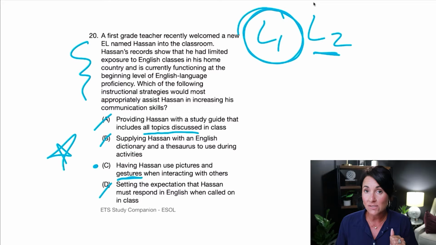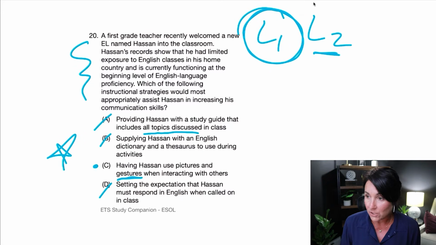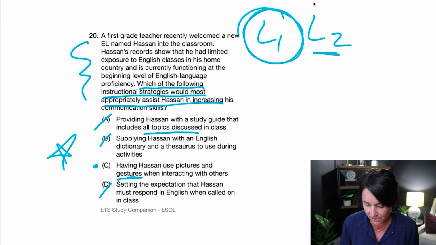Now let's read the question stem and see if we can just go with C and move on, but it looks like C is my answer without even having to read the question. The question stem here, which of the following instructional strategies would most appropriately assist Hassan in increasing his communication skills? So when we talk about communication, we have gestures here and pictures. That looks awesome. Now, communication skills.